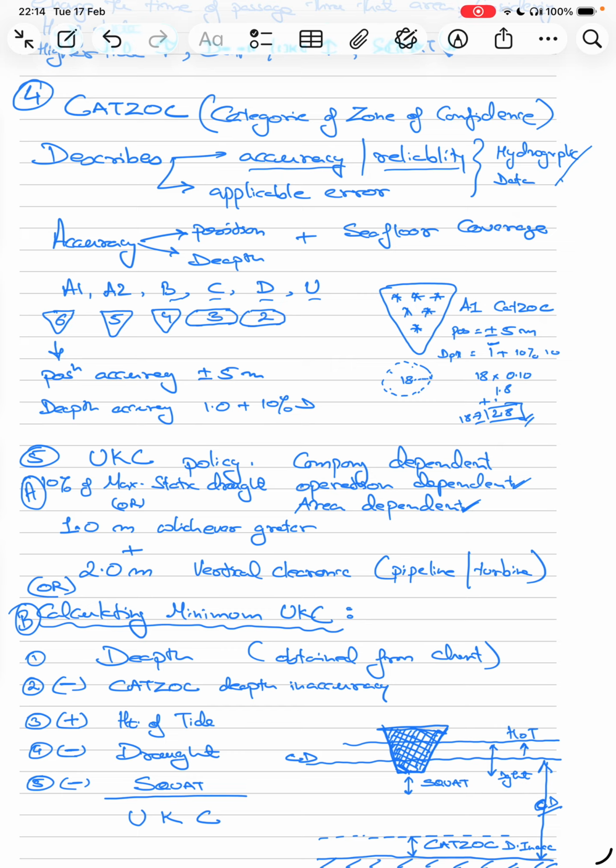They can either have 10% of the max static draft or 20% of the max static draft. For example, in my last company, we had 10% of the max static draft or 1 meter, whichever is greater. Plus, we also needed to add an additional 2 meters vertical clearance. And this we were calling the pipeline allowance, because in the offshore area, there are many times pipelines which can go up to 2 meters above the seabed. So that was extra clearance.